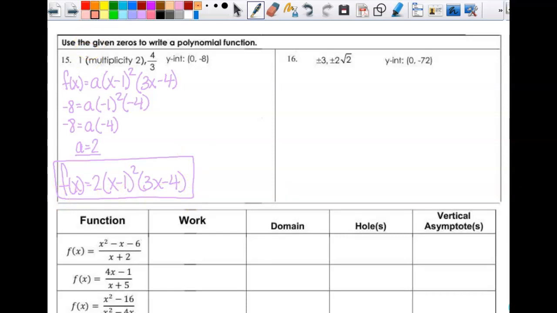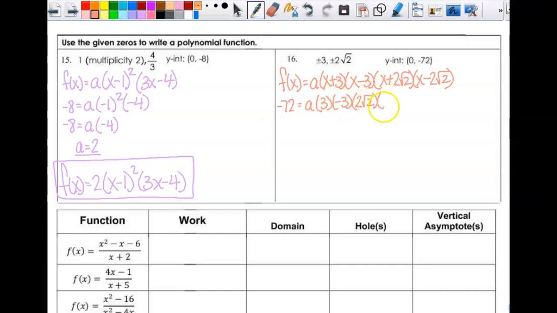All right, 16. Start off the same way. F of x equals a times, so I have a plus or minus 3, so I get x plus 3 times x minus 3 times x plus 2 square roots of 2 times x minus 2 square roots of 2. My y-intercept is a negative 72, so that's equal to a times 3 times negative 3 times 2 square root of 2 times negative 2 square root of 2.